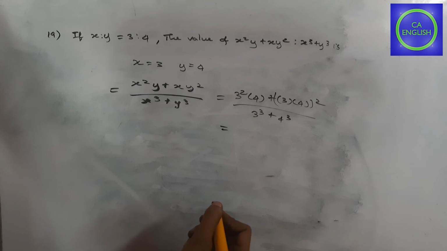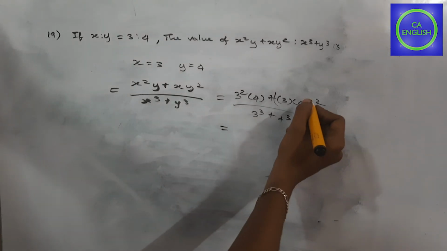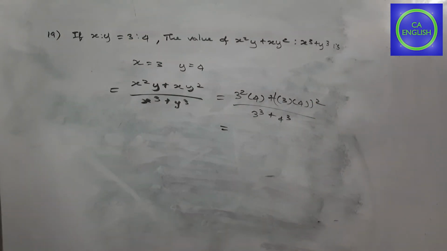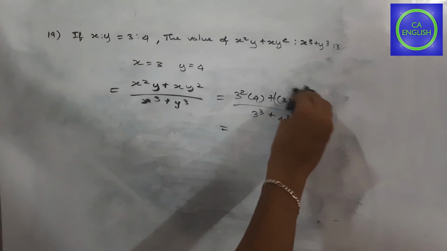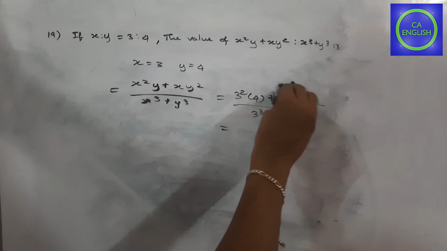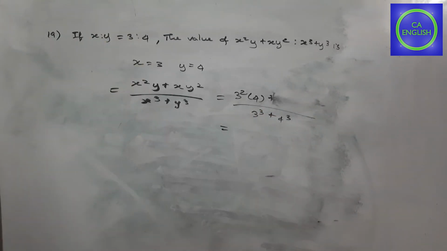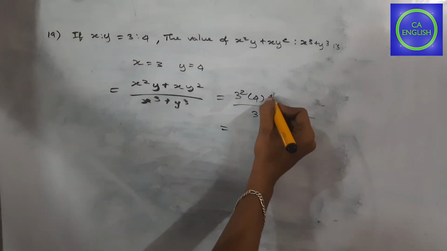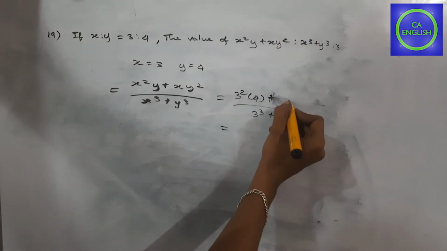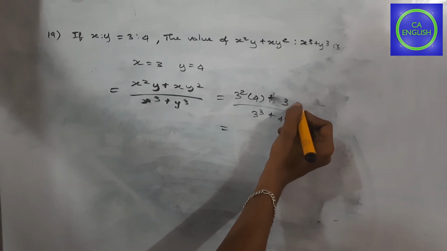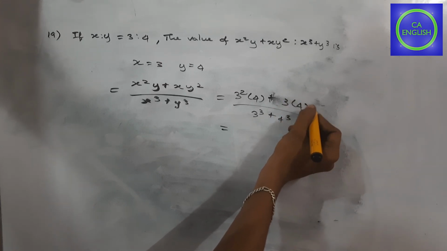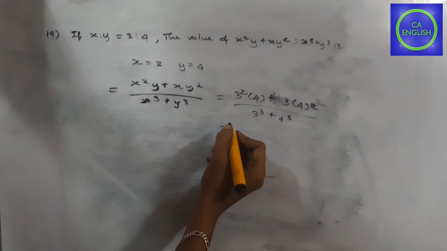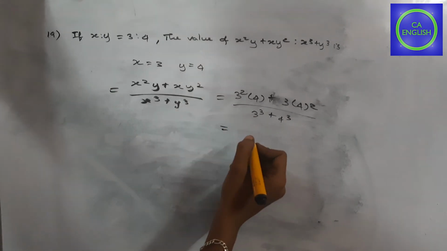Not the whole square is given here, that is only the y square. No, it's wrong. Sorry for the wrong information. Here the y square is only given. Okay, 3 into 4 square, that is right.